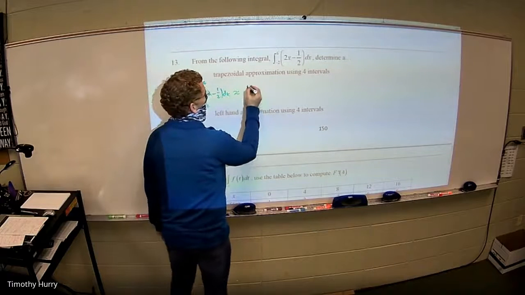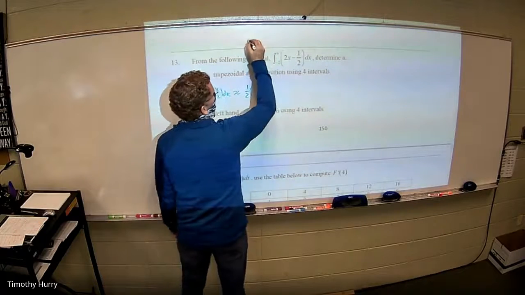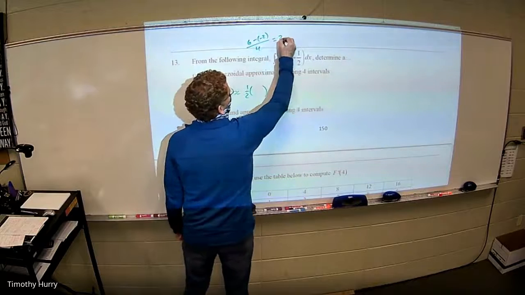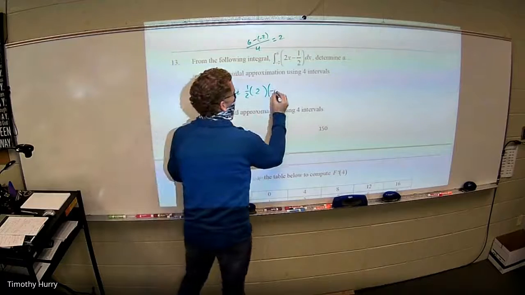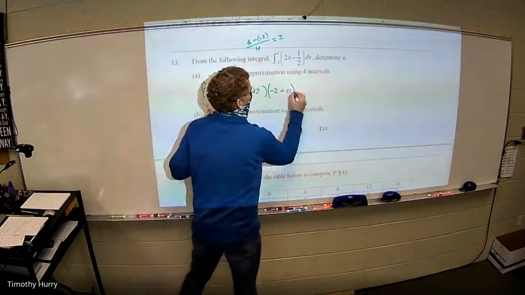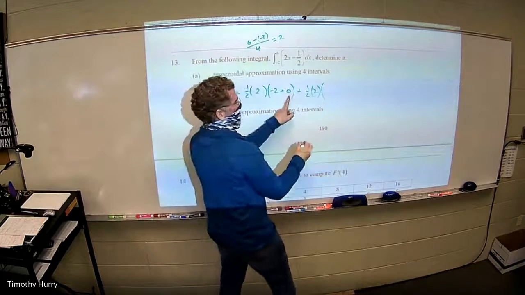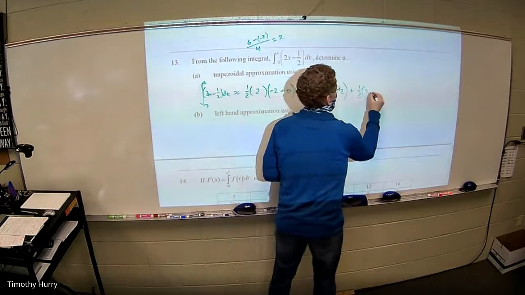And this is what I saw. 1/2 times the base. So the base is 6 minus a -2 over the 4 intervals. So the base is 2. And then I saw this. Okay, start with a -2. And then I got to add 2 to that. And then 1/2 base. And then go to the 0 and add 2 to that. And then just keep doing this.